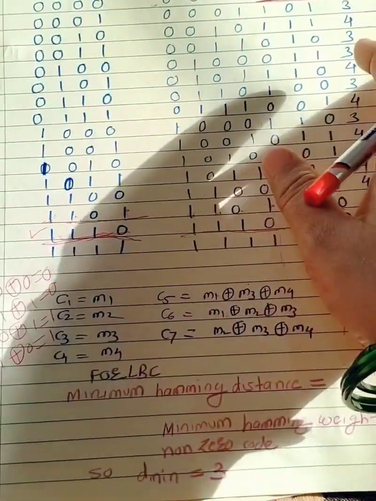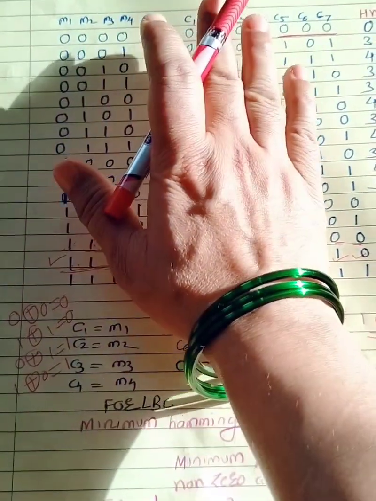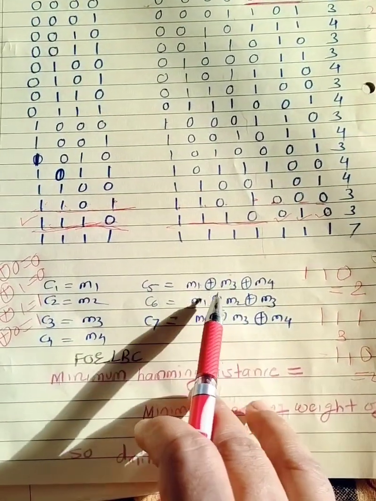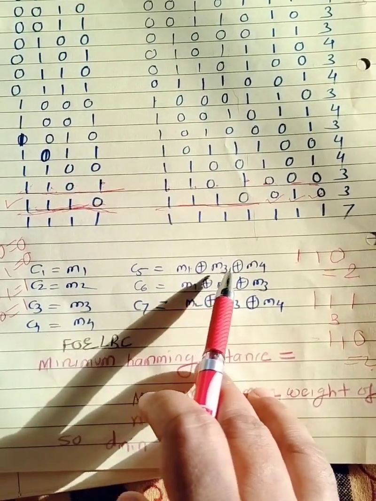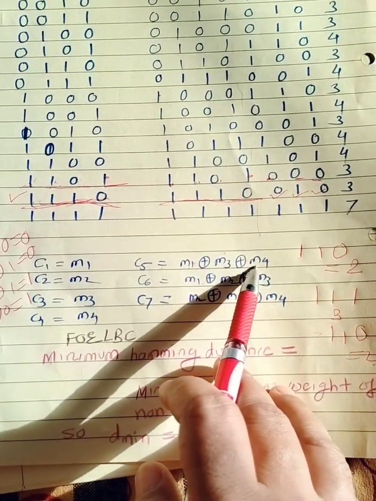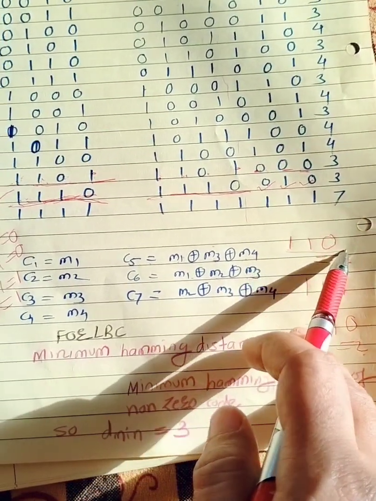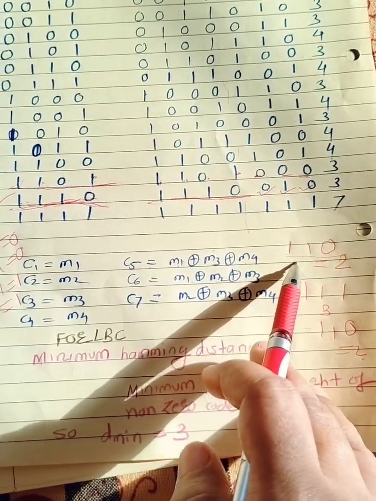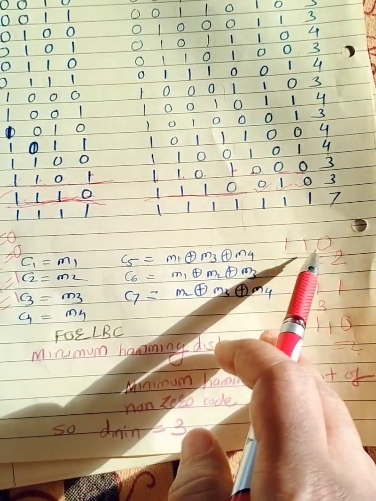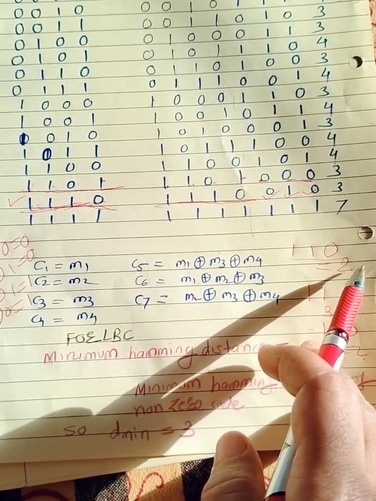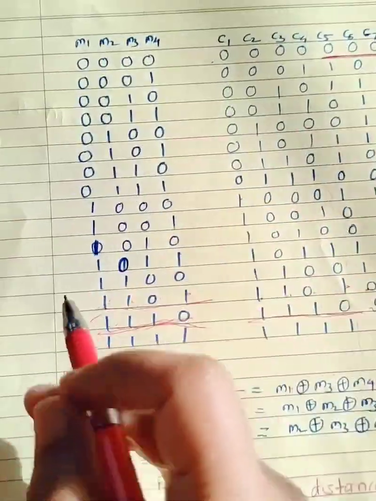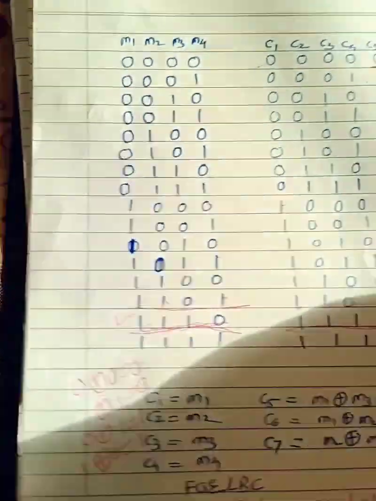So what is the clue? You have to copy the message bits up to C4. Then for C5, C6, C7 you have the equations. See in which bits there is an XOR. For C5 you have to take M1, M3, M4. See how many ones are there. If those are even, then write 0. And if those are odd, then write 1.